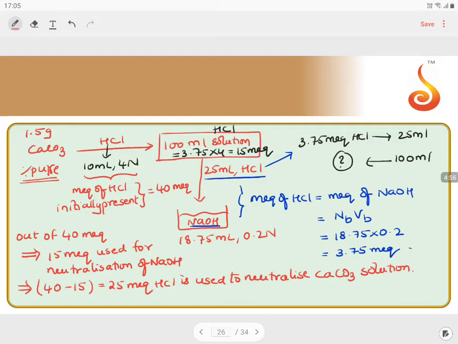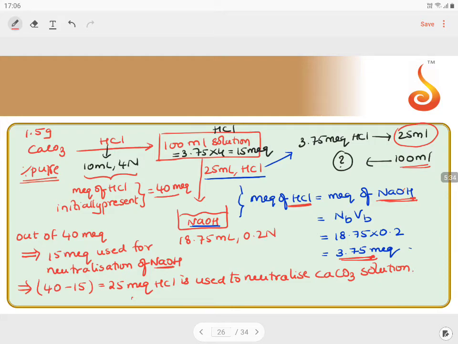Again, try to see what we have done. Initially, we find how much NaOH is neutralized, and that many milliequivalents of HCl will be present. So 3.75 milliequivalents of HCl is present for 25 ml. Then for 100 ml, we found 15 milliequivalents. Now initially you have taken 40 milliequivalents. Of 40, 15 are used for neutralization of NaOH. The remaining 25 are used to neutralize CaCO3.